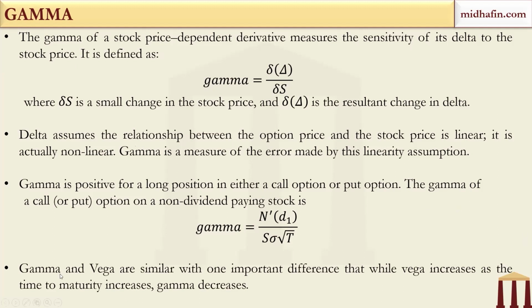Okay, now gamma and vega, as we discussed, vega previously and gamma now, are very similar. In fact, I'll show you the graph in a while, just after this slide, about all these risk measures. But there is a slight difference. The graphs of gamma and vega are also similar, but there is one very stark difference: if the time to maturity increases, vega also increases, but gamma actually decreases. What it means, I'll show you in 3 dimensions, so don't worry.